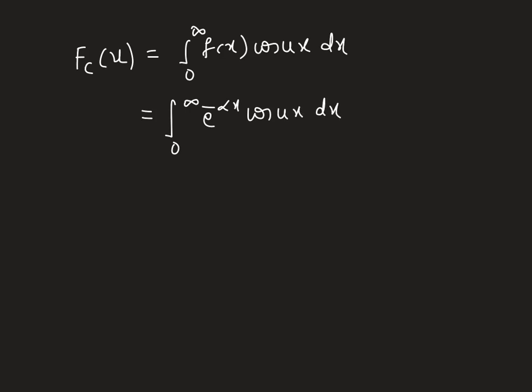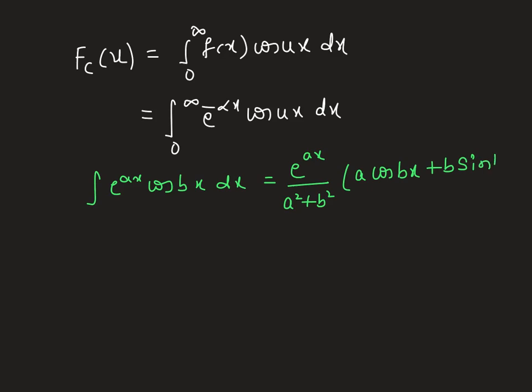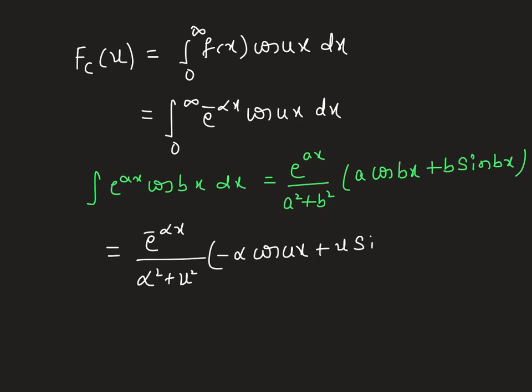So the formula for this is: the integral of e power ax cos bx can be written as e power ax divided by a square plus b square, times a cos bx plus b sin bx. So following this, you can write the above integral as e power minus alpha x by alpha square plus u square, where a is minus alpha and b is u, so minus alpha cos ux plus u sin ux. So apply the limit 0 to infinity.